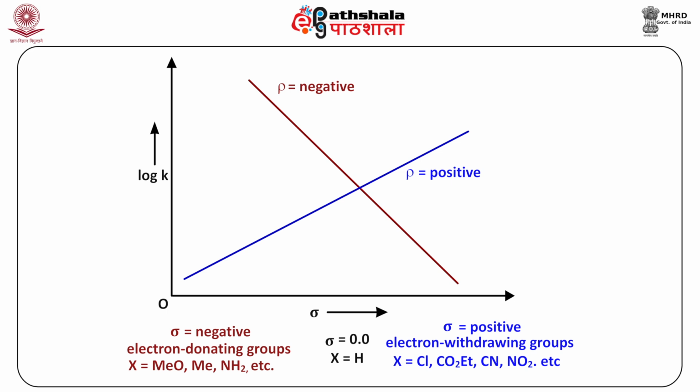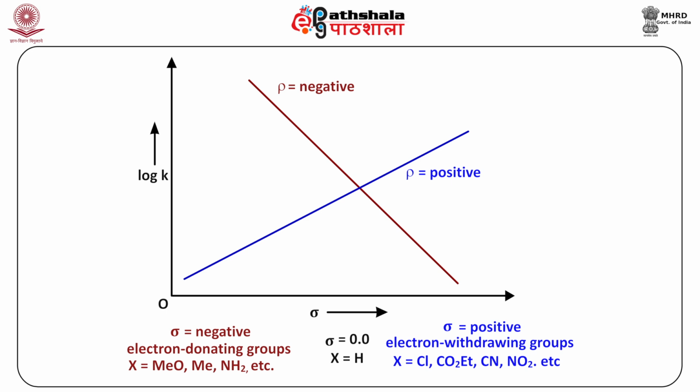That is, when rho is negative, electrons flow away from the aromatic ring in the rate determining step, whereas when the rho is positive, electrons flow toward the aromatic ring in the rate determining step. Now let us consider the conclusions from the Hammett plot shown here.